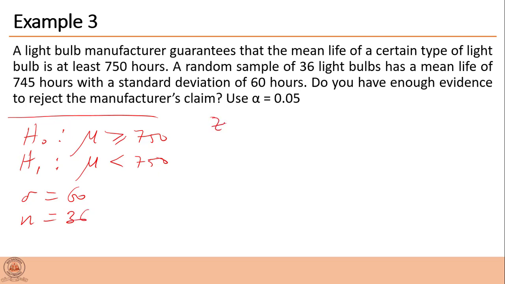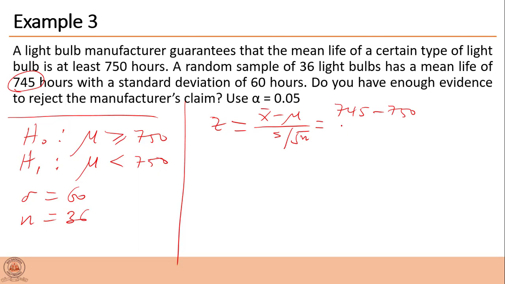Let's take our Z formula: X bar minus mu all over S over square root of n, and we put our values inside. What is X bar? X bar from the question is 745. So you have 745 minus 750 all over 60 divided by square root of 36. And this will give us negative 0.50.